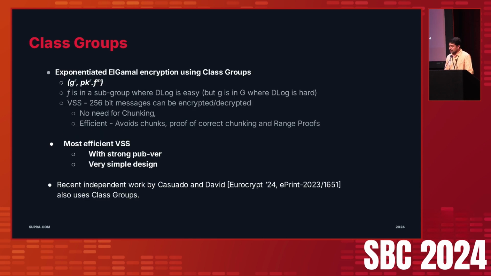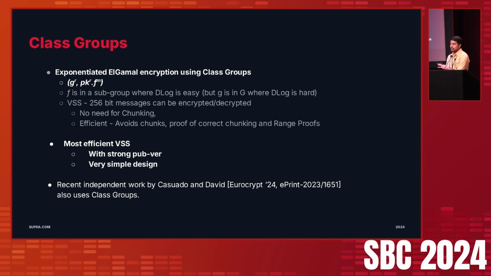So now let us look at an exponentiated ElGamal encryption in the class group setting. Here G is a generator of the larger group and F is a generator of the smaller subgroup where discrete log is tractable. So now to encrypt the message M, we generate F to the power of M, and then the encryption looks like what's being shown. So here now I can directly encrypt a 256-bit message and decrypt the same at the receiver.